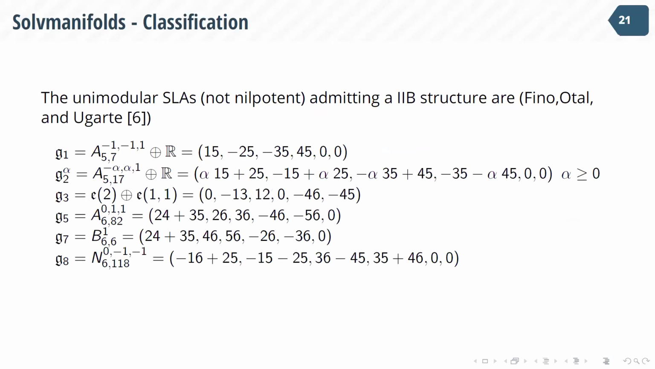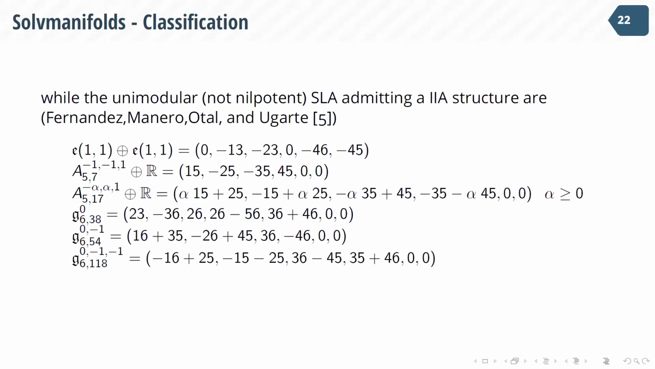Indeed, the solvable, not nilpotent Lie algebras that admit a 2B structure were classified by Fino et al. and Ugarte, while the symplectic counterpart has been done by Fernández, Manero et al. and Ugarte.